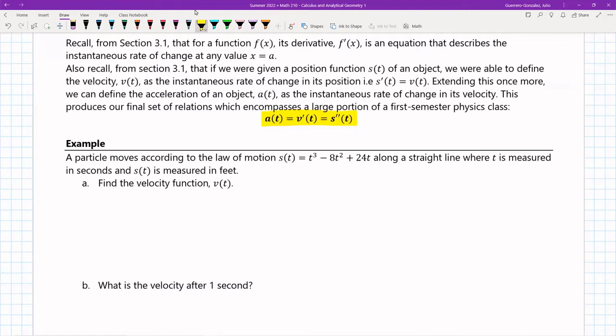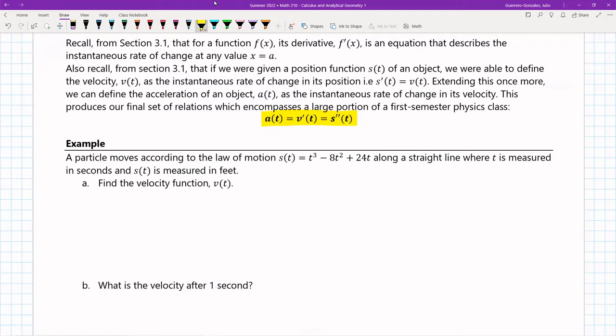Then the first derivative is the velocity, okay? And the second derivative is its acceleration, okay? This is what primarily makes up the very first semester of physics. You guys learn kinematics, that's what it's called, okay?